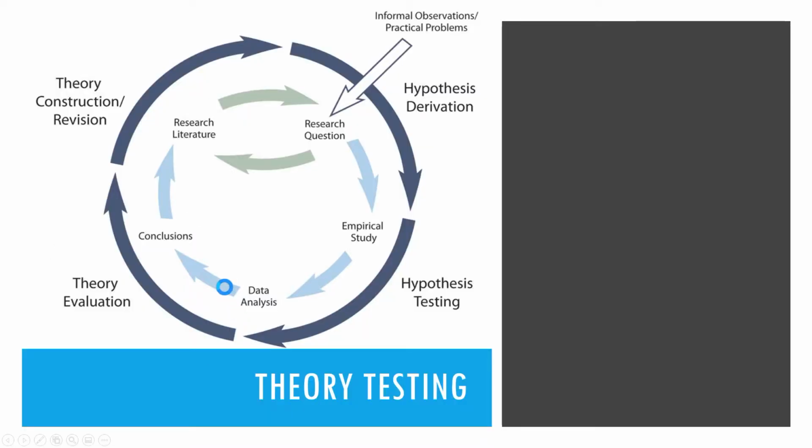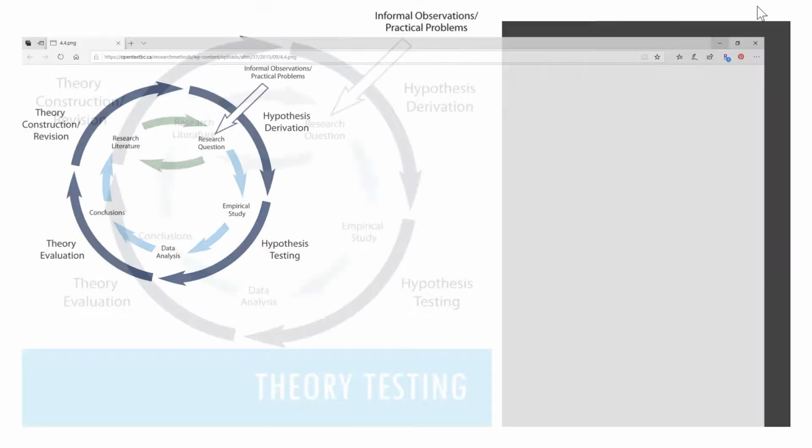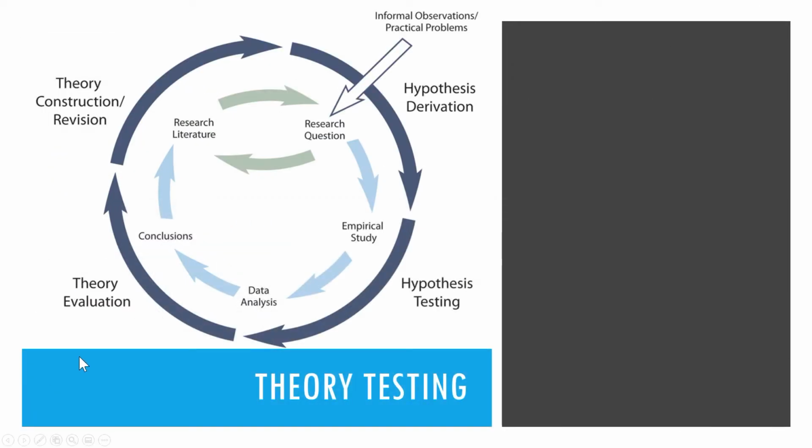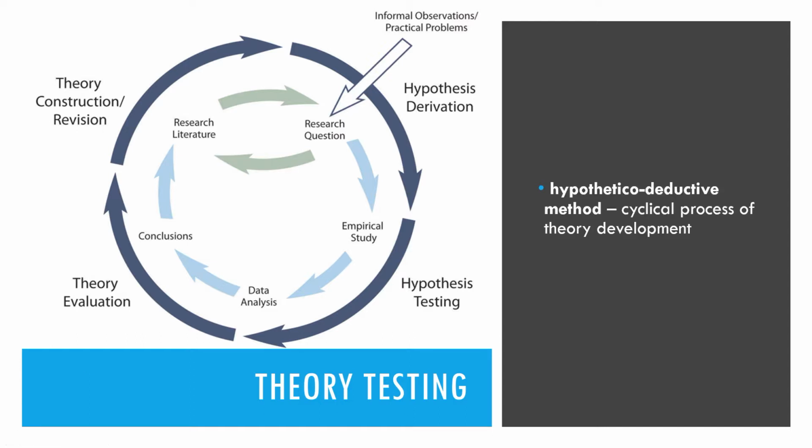Now, the primary way that scientific researchers use theories is sometimes called the hypothetico-deductive method. It is also important to note that this terminology, hypothetico-deductive method, is more likely to be used by philosophers of science than actually by scientists themselves.